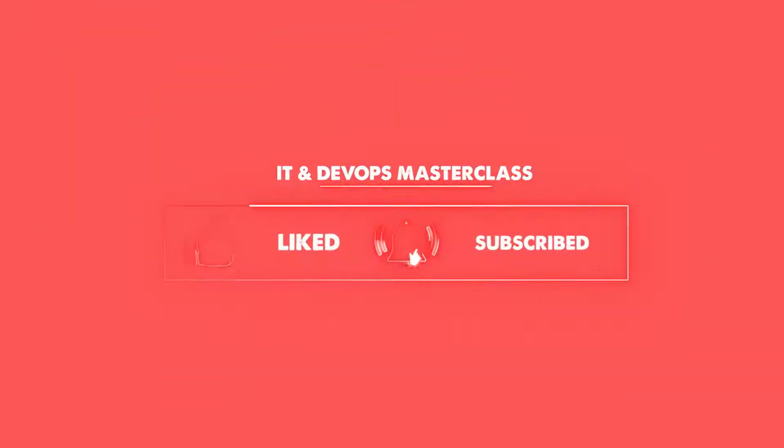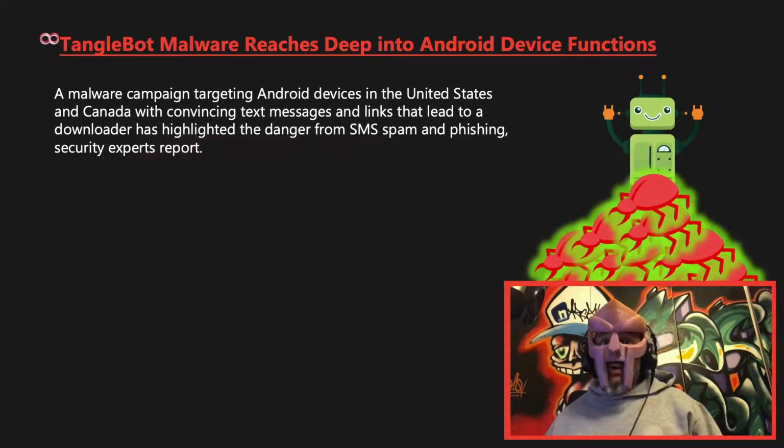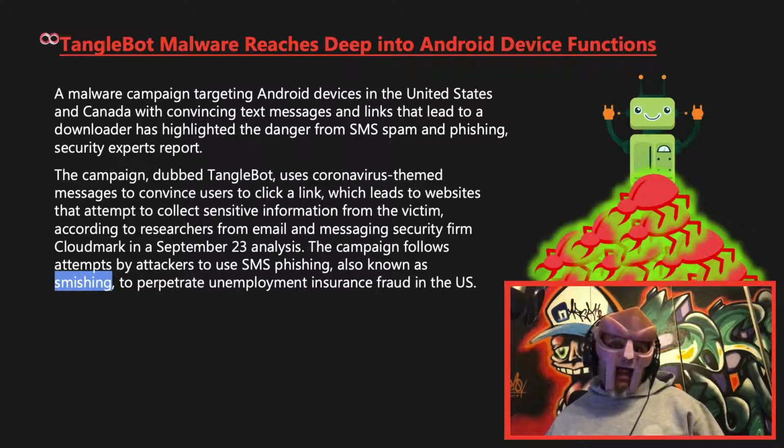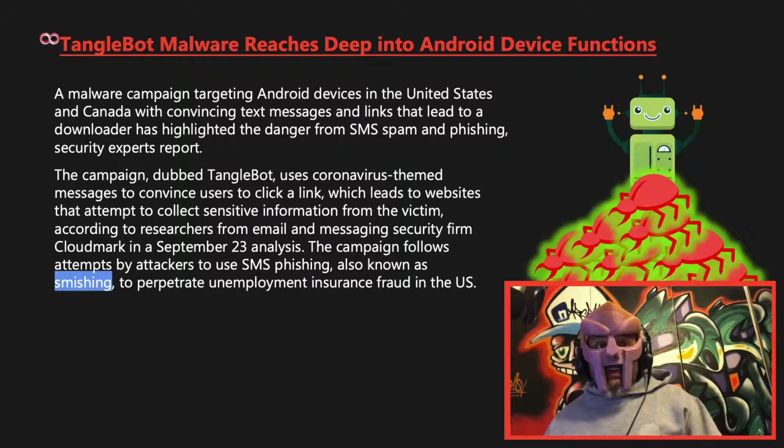I could pinch them. A malware campaign targeting Android devices in the United States and Canada with convincing text messages and links that lead to a downloader has highlighted the danger from SMS spam and phishing, security experts report. The campaign, dubbed TangleBot, uses coronavirus-themed messages to convince users to click a link, which leads to a website that attempts to collect sensitive information from the victim, according to researchers from email and messaging security firm Cloudmark in a September 23rd analysis. The campaign follows attempts by attackers to use SMS phishing, also known as smishing, to perpetrate unemployment insurance fraud in the U.S.